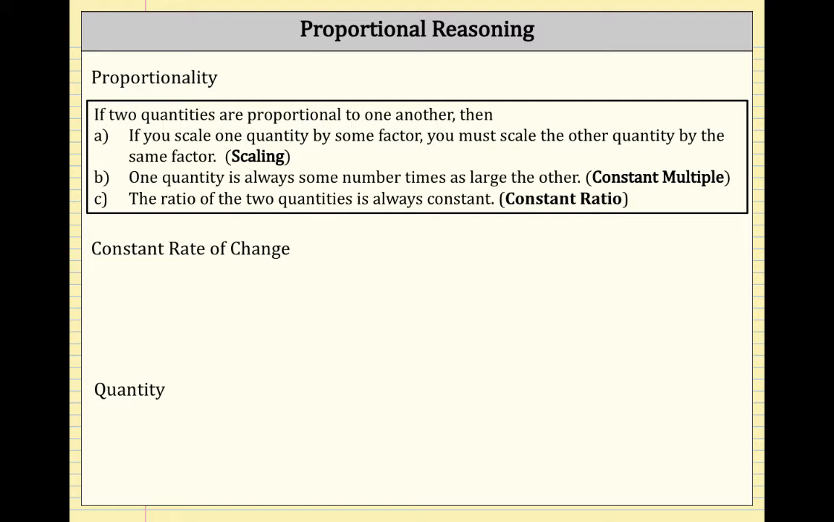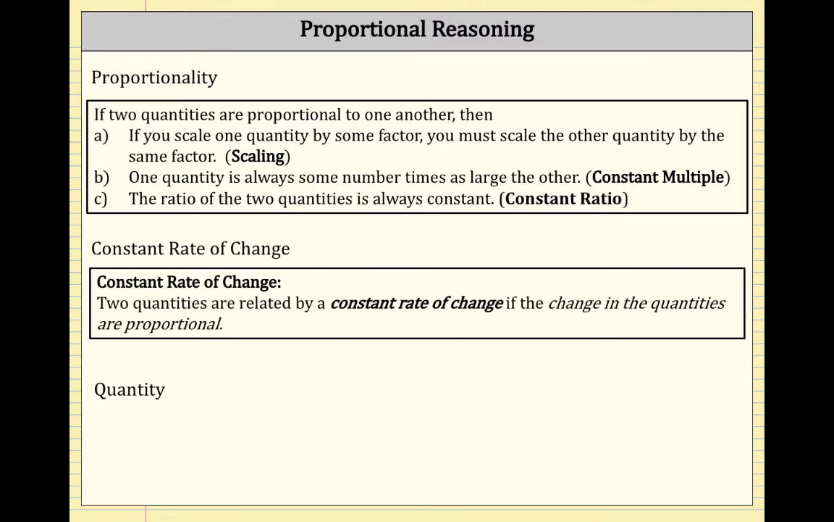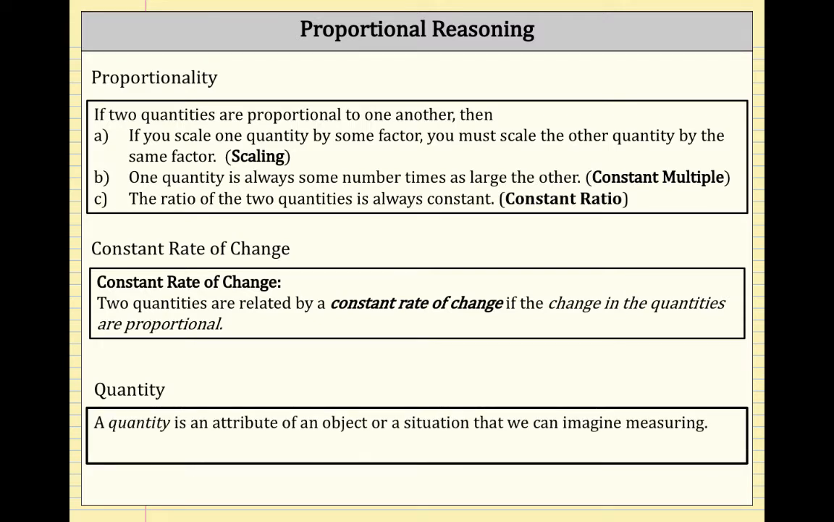One quantity is always some multiple as large as another. That's the constant multiple perspective. The ratio of two quantities is always constant. This is the constant ratio perspective. We also talked about constant rate of change. Two quantities are related by a constant rate of change if the changes in the quantities are proportional. Lastly, we talked about quantity, and a quantity is an attribute of an object or a situation that we can imagine measuring.